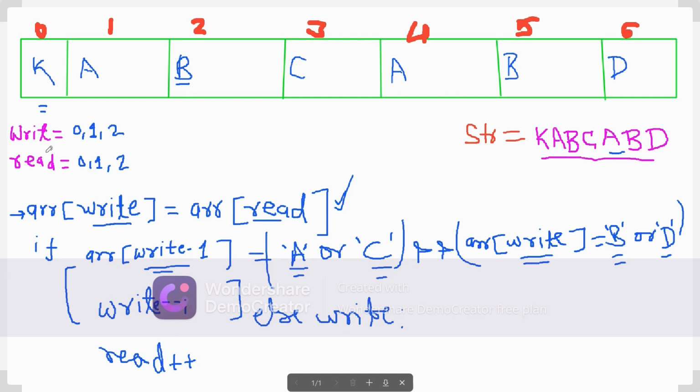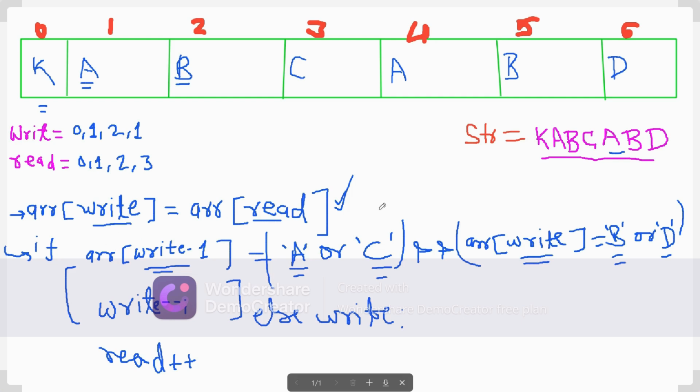Now we will go to the next pointer. But yeah, after doing this assignment, we are coming to this if condition. Is write minus 1 a or c? Yes, write minus 1 is a actually. And write plus 1, yeah, right. So what is at write? It is b. That means this is a valid location. ab is one of the valid ones. So what we will do? We will do write minus minus. So our write would become now 1. Okay, and our read would anyway go ahead, so it would become 3.